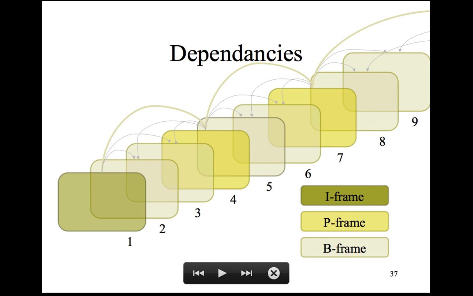Now, let us look then at the dependencies between the frames in a sequence of frames. So let's say we start with an I frame, frame 1. And remember, an I frame is a standalone frame. So if someone sent you an I frame in the post, you could open it up and decode it. It would look very like a JPEG.